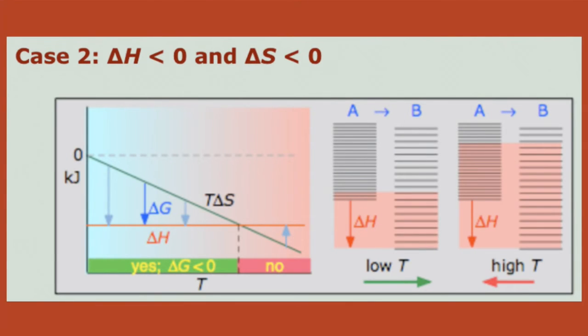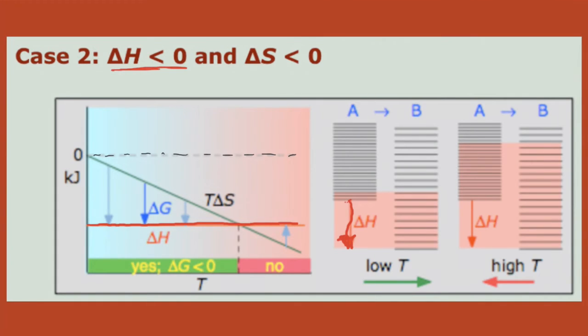This diagram explains that. So again, remember the up arrows mean positive and the down arrows mean negative. Let's start with our delta H. Again, we have a negative delta H. So our delta H line here on the graph on the left is less than 0. It's below 0 because it's negative. On the pictures on the right, the delta H is a downward arrow.